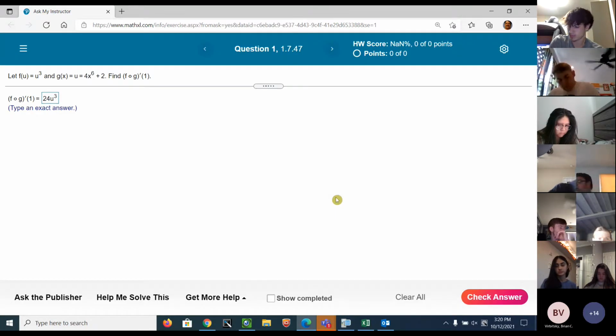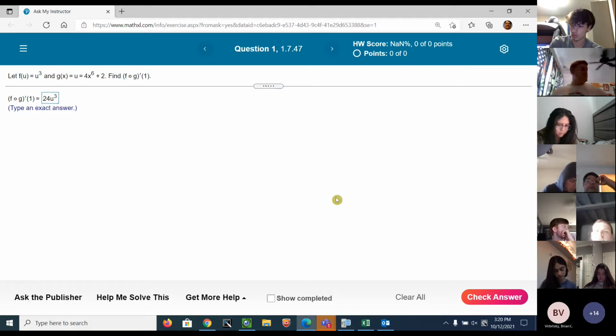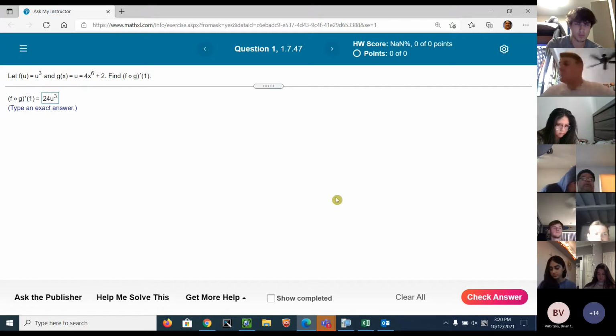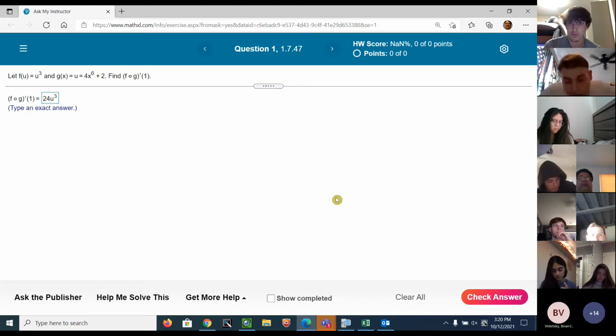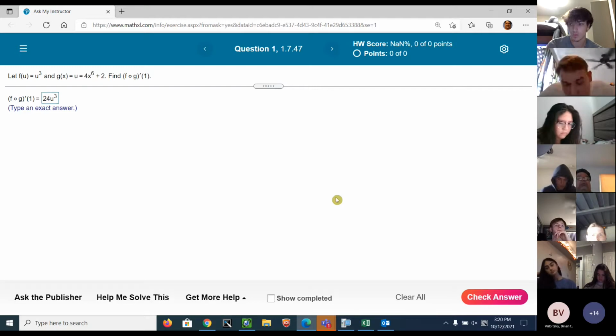Okay, f composed of g, and then we're going to take the derivative. Now you can do this two different ways. I'm just going to go ahead and do f composed of g. So what is f of x? f of u is equal to u cubed, and g of x is equal to u. This is not a test question. 4x to the 6 plus 2.